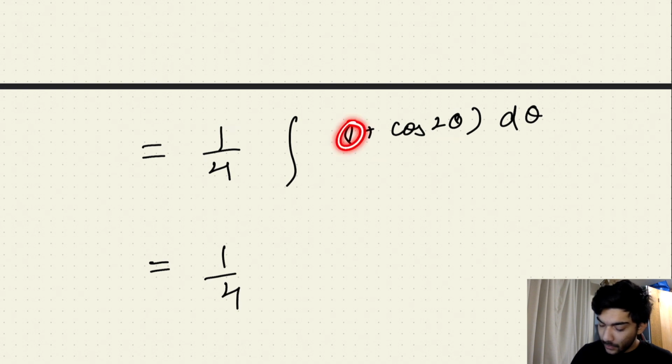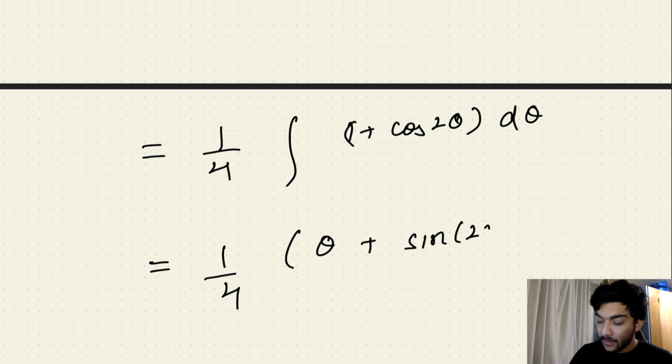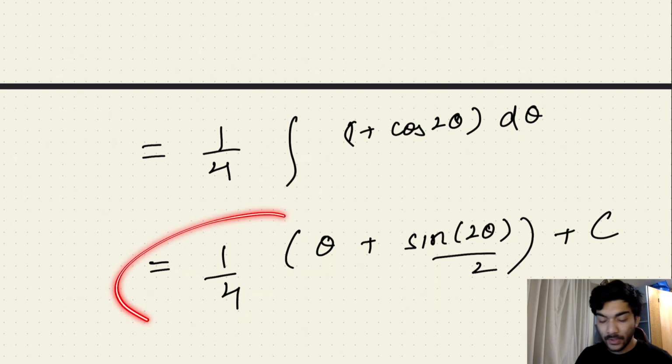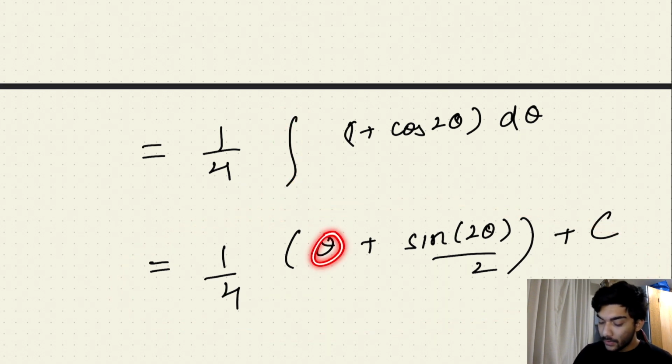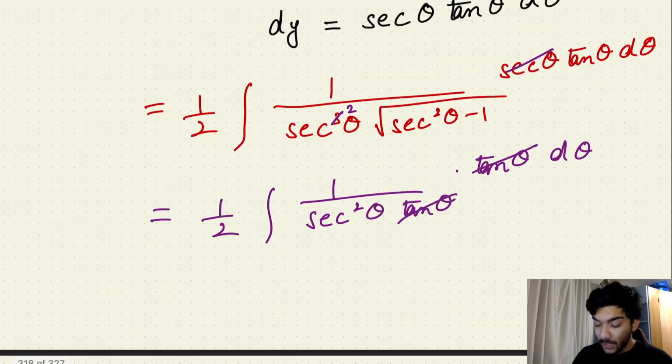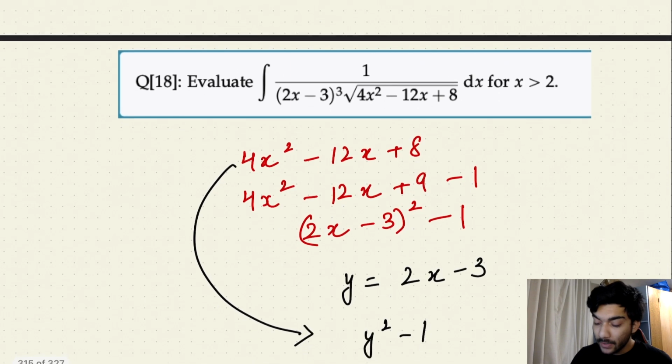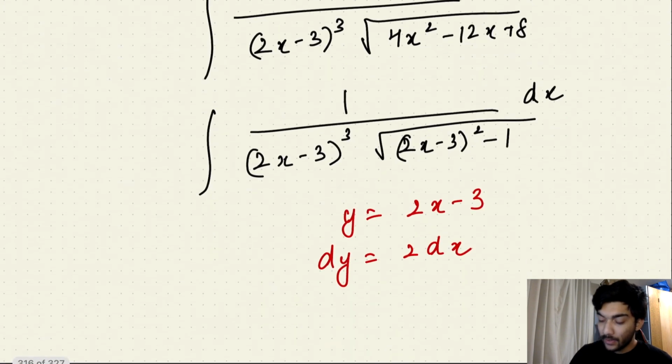And we already know the integrals for both of them. The integral of 1 is theta. The integral of cos 2 theta is sin 2 theta over 2, right? And then you'll add the constant of integration as well, because you got rid of the indefinite integral over here. So now you have your answer in terms of theta, but we want our original answer to be in terms of x, right?